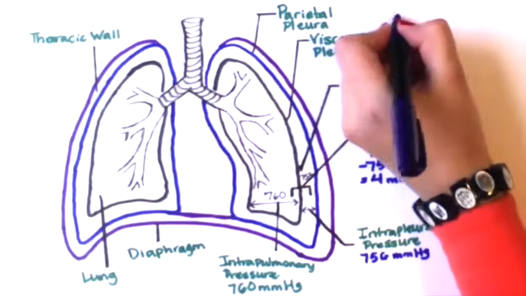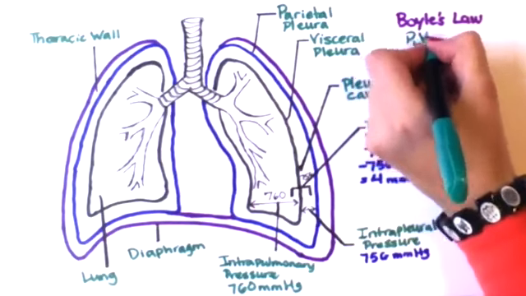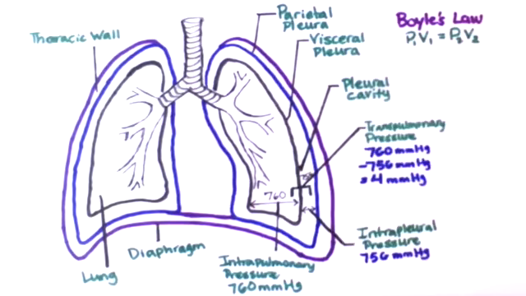Boyle's law states that at constant temperature, the pressure of a gas varies inversely with its volume. So P1V1 is equal to P2V2. What this basically means is that pressure is inversely proportional to volume. So as pressure increases, volume decreases, or vice versa. As volume increases, pressure decreases. So now let's take a look at inspiration.